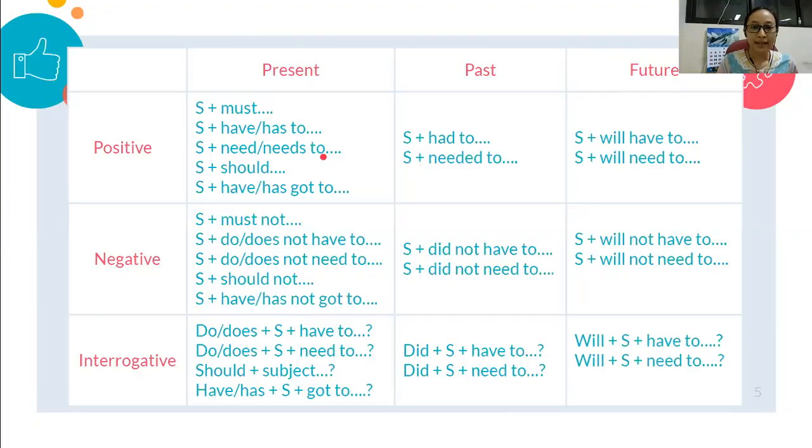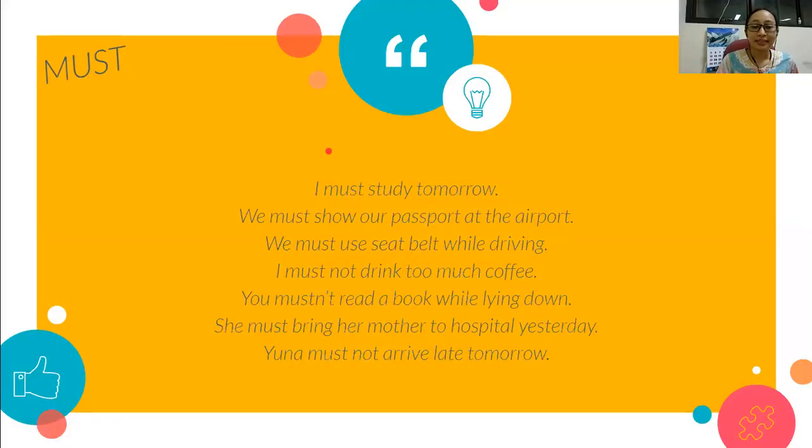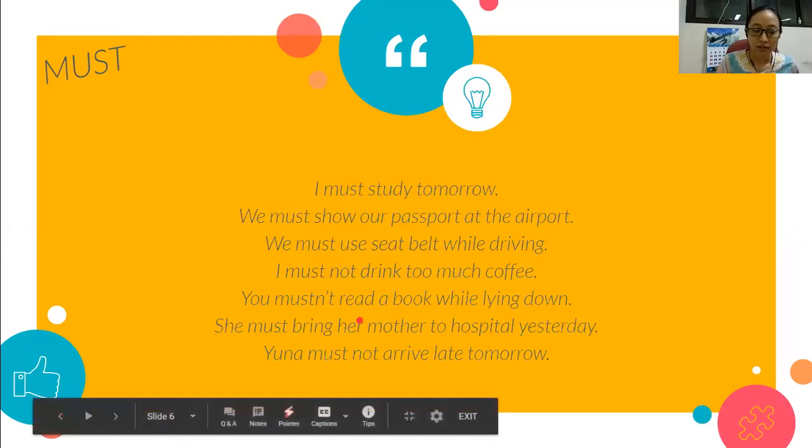Okay? And next, there are some sentences as examples on how to express obligation, necessity, and prohibition. Okay? Ini wajib, levelnya paling tinggi kan? Must, wajib. I must study tomorrow. We must show our passport at the airport. We must use seatbelt while driving. I must not drink too much coffee. You must not read a book while lying down. She must bring her mother to hospital yesterday. Yuna must not arrive late tomorrow.